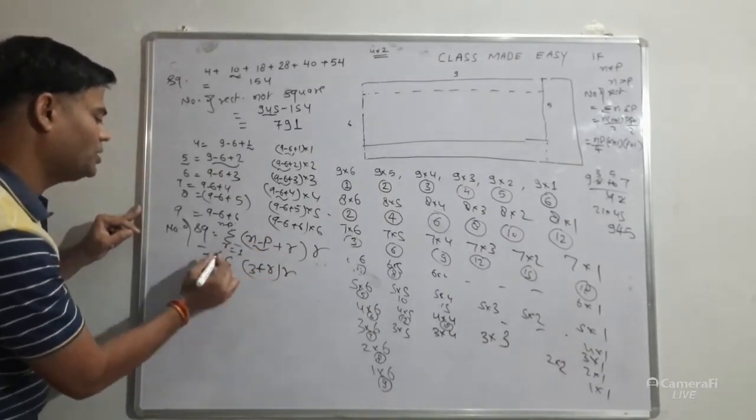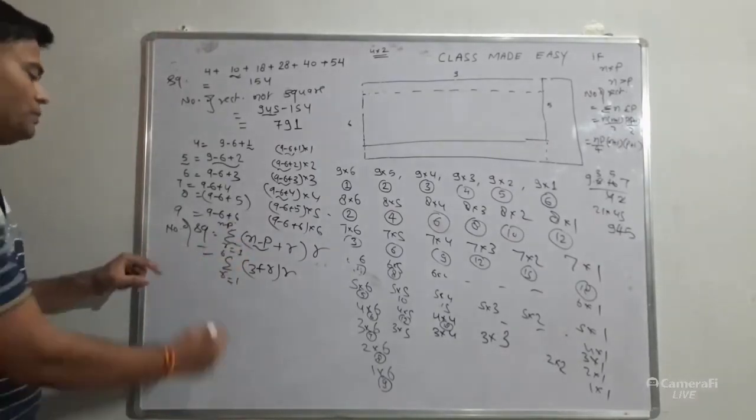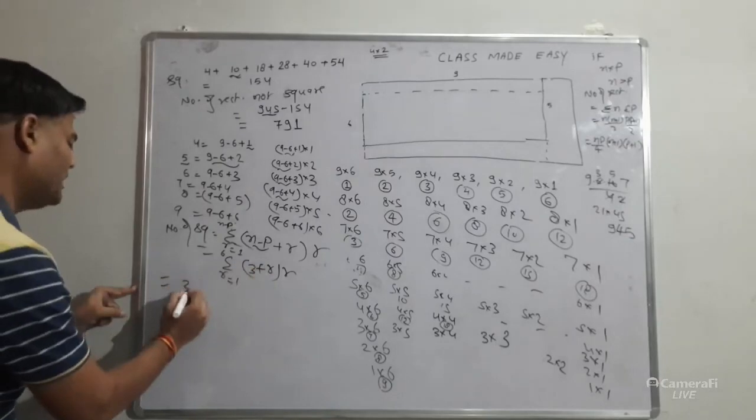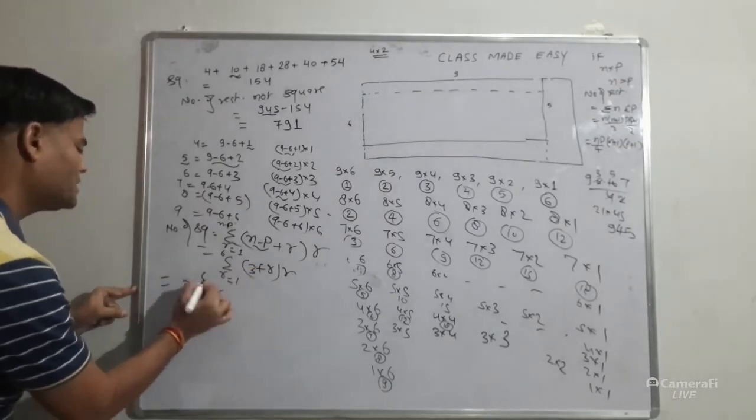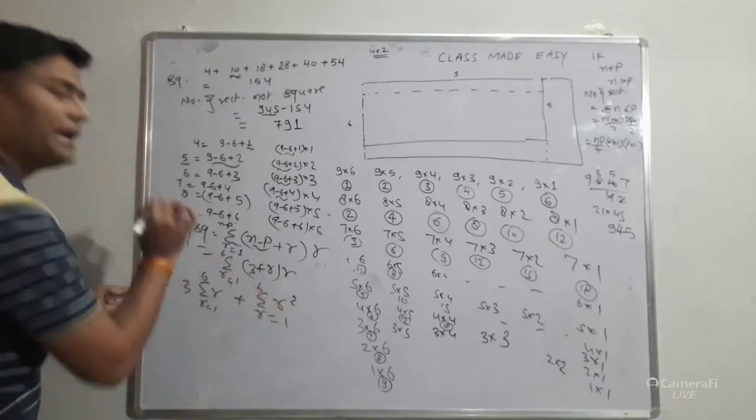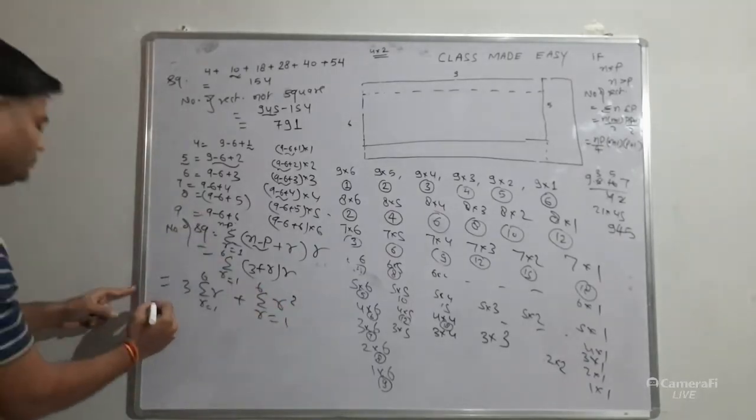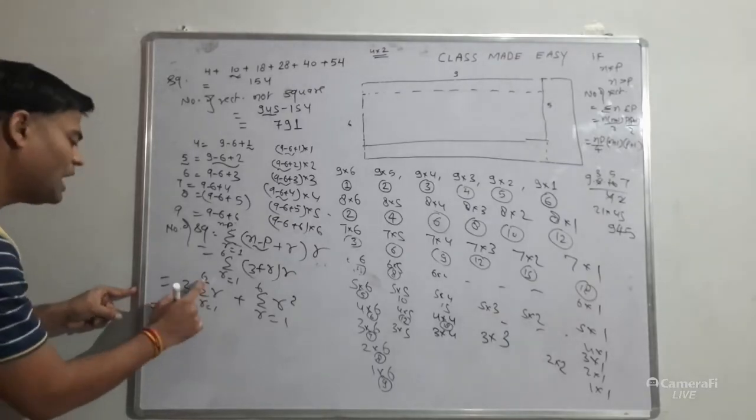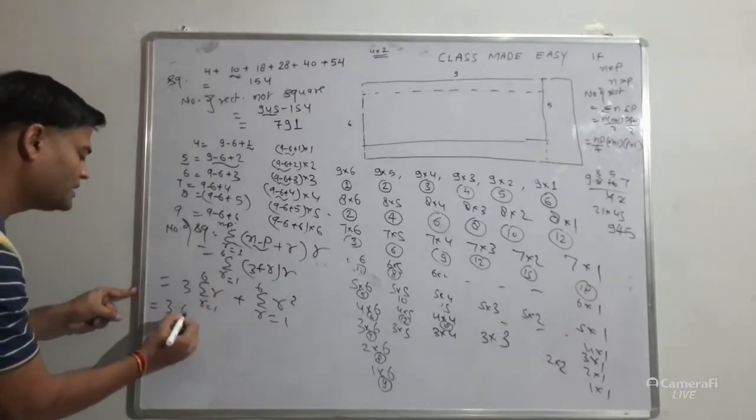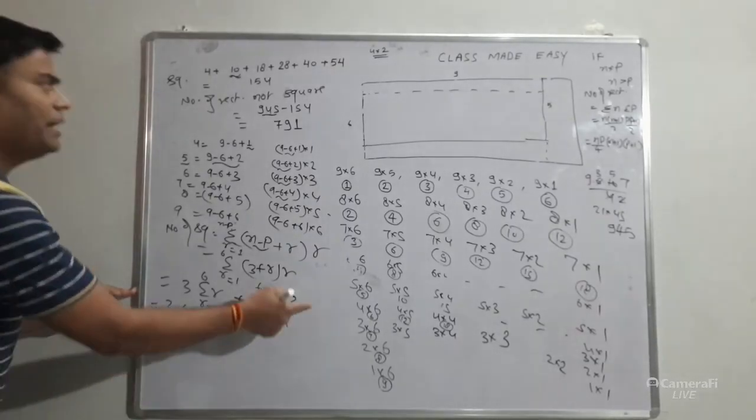Sigma r equal 1 to n minus p. You can write this formula with 6. So it is 3 sigma r, r from 1 to 6, plus sigma r square, r equal 1 to 6. So now it is 3 times (6 plus 1) by 2, that is 7 by 2, plus sigma n square.